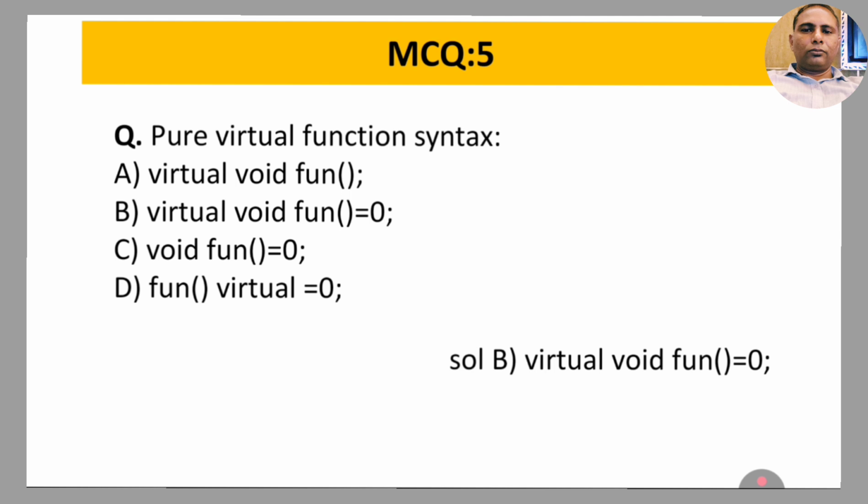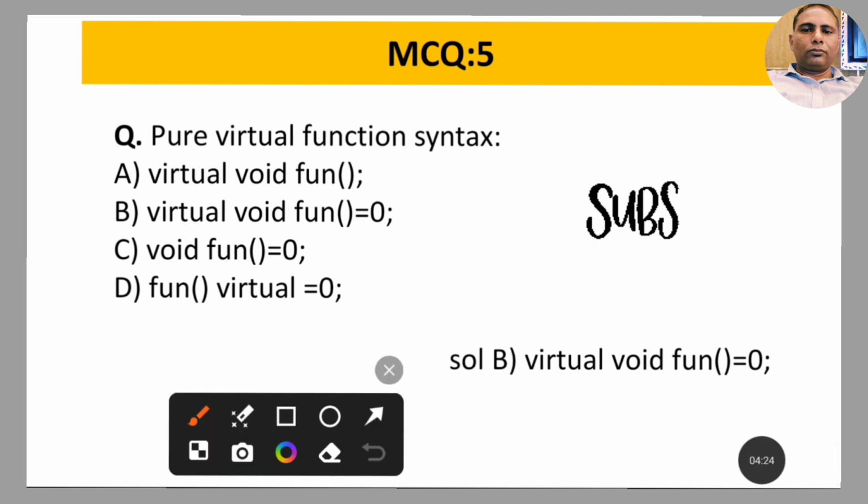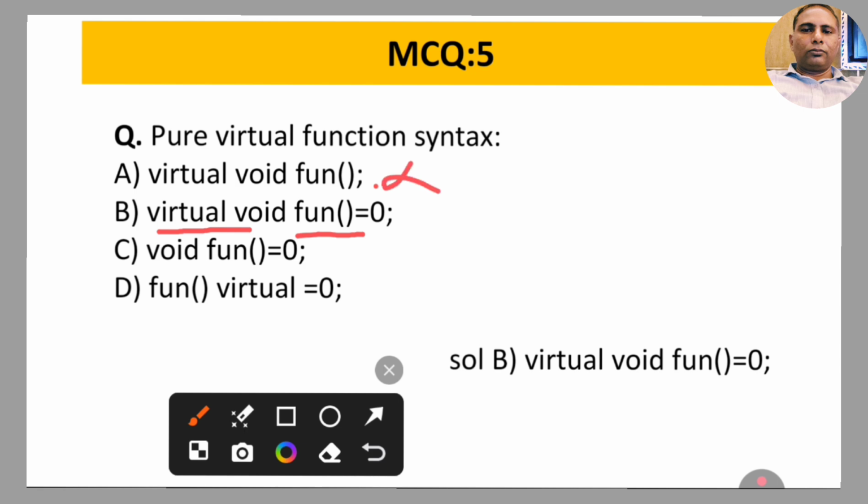Now, the next MCQ is pure virtual function syntax. What is the meaning of pure virtual? It means the function is declared but not defined in the base class. So in this case there is no equal to 0. In this function there is equal to 0 written, and in this case there is no virtual keyword. In this case the function name is before that. So option B should be the correct answer.